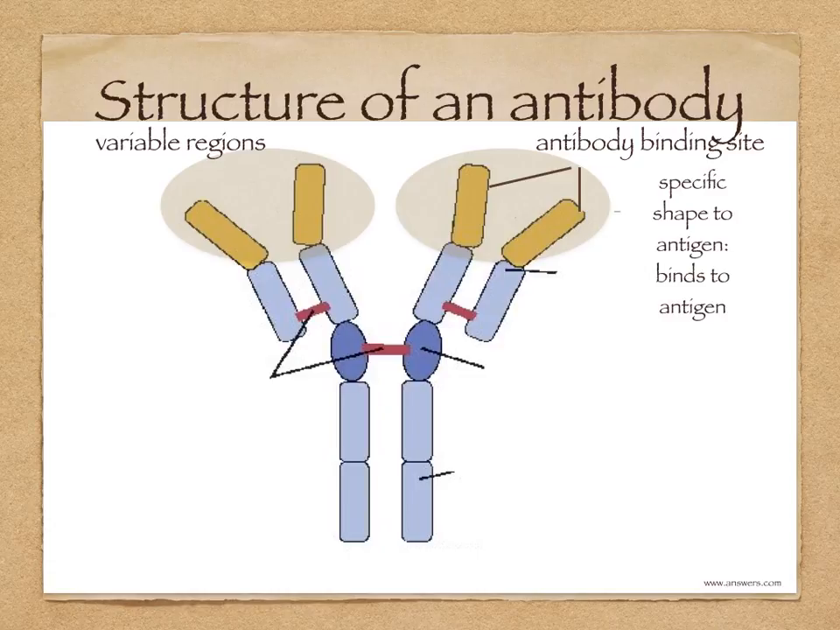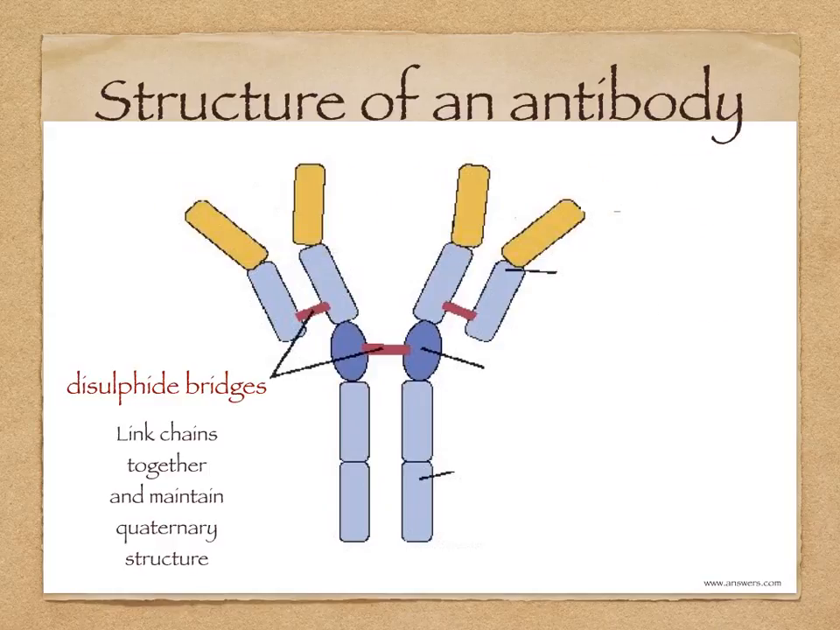Okay, let's label the different parts of the antibody. The yellow part at the top there represents the antigen binding sites. This means that the antibody can bind to 2 antigens at the same time. This is also called the variable region. The chains are held together by disulfide bridges, and they link the polypeptide chains and maintain the quaternary structure.